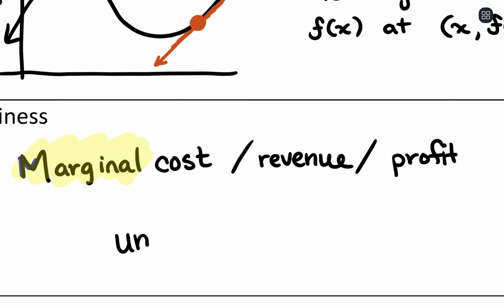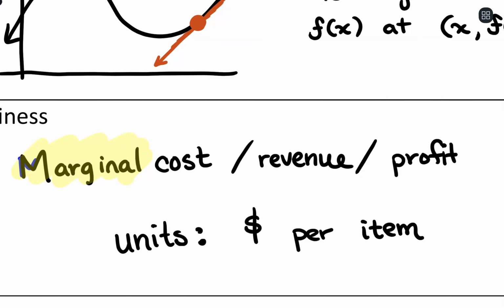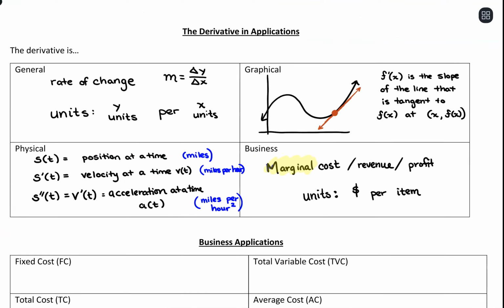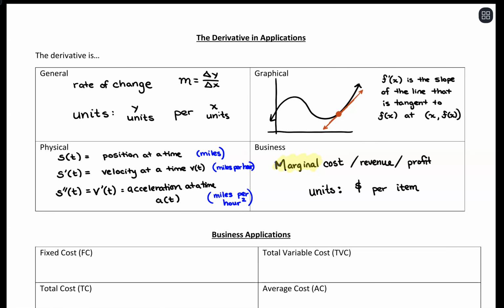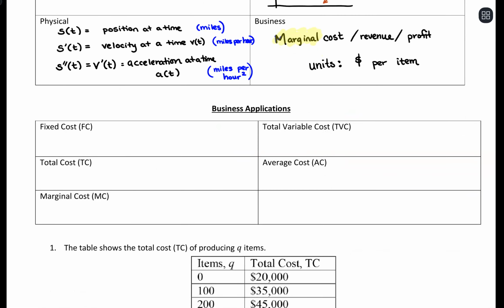When we deal with these, the units for the derivative that we'll be using, so cost, revenue, and profit are all in terms of money, and then it's per, and then typically we're describing these in terms of the number of units that we've produced, or the number of items. So our units for the derivative will typically be $1 per item. And with that, let's go to our business application. We'll go ahead and do this all in one big video here.